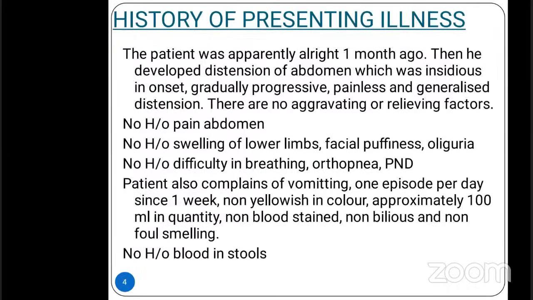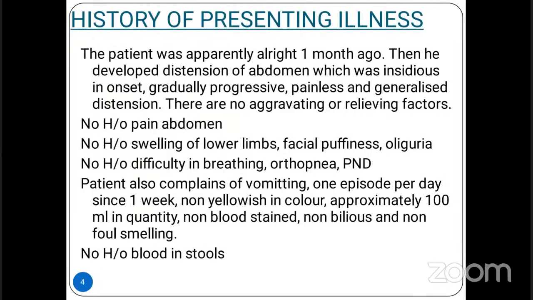History of presenting illness. Patient was apparently alright 1 month ago. Then he developed distension of abdomen, which was insidious in onset, gradually progressive, painless, and was generalized. There were no aggravating or relieving factors, no history of pain abdomen, no history of swelling of lower limbs, facial puffiness or oliguria, no history of difficulty in breathing, orthopnea, or PND.